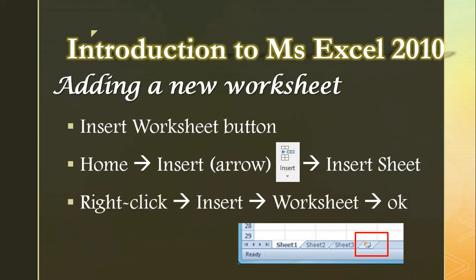Next, by right-clicking on the worksheet name, there are some options. You need to select Insert option and then it will open Insert dialog box. You need to select Worksheet and then click on OK button. And finally, there is a shortcut key to insert a new worksheet before the selected worksheet. That is Shift plus F11 on the keyboard. These are the ways to add a new worksheet to your workbook.